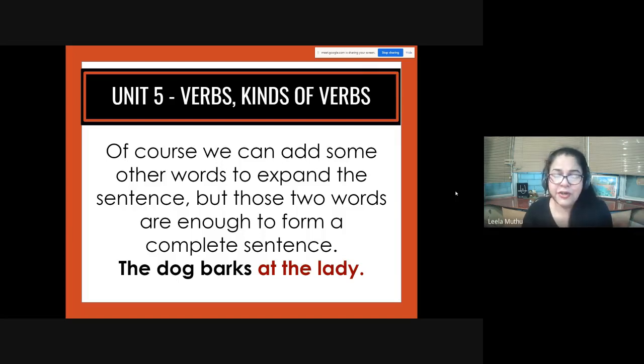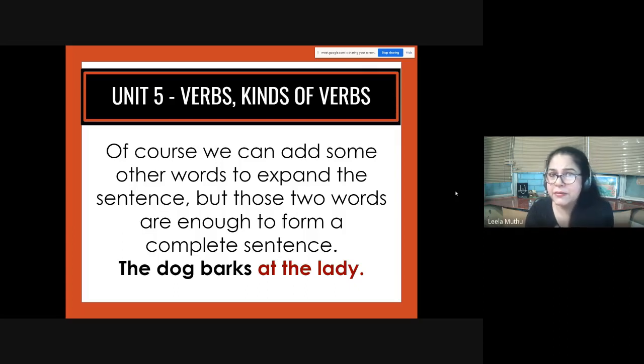main sentence. The dog barks is already a sentence, whether you say at the lady, at the stranger, at other dogs, at my neighbor. It's just added stuff which makes the sentence bigger and gives you more information. But the dog barks by itself is a complete thought. It's an intransitive verb. The dog barks. Barks what? Barks whom? There's no object immediately after the verb, right? So it is an intransitive verb.